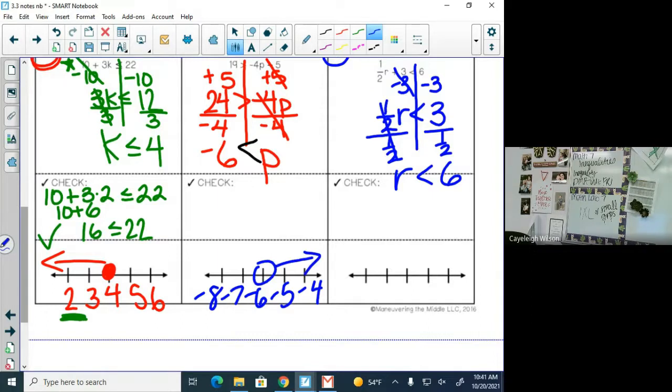Alright, I'm gonna graph the other one. 6 in the middle, 7, 8, and then 5, 4. Open or solid on my 6? Open, and this one's eating 6, so it's saying 6 is the biggest. So which way would I shade? Left, because it's saying R is less than 6.